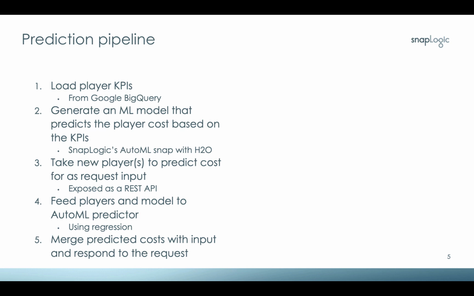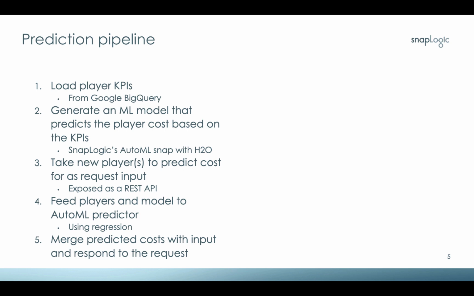We'll be using SnapLogic's out-of-the-box AutoML Snap with H2O, which is an open source machine learning platform, to predict and create a model. We will then take the player prices that we want to predict. This is going to come as input into a REST API that we will expose. We will feed those players that we want to predict, as well as the model that we have generated, to SnapLogic's AutoML predictor that is using regression to come up with a prediction for the value or cost or price of the players that we wanted to predict.